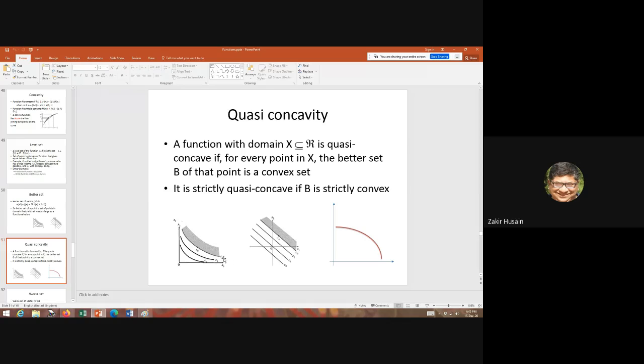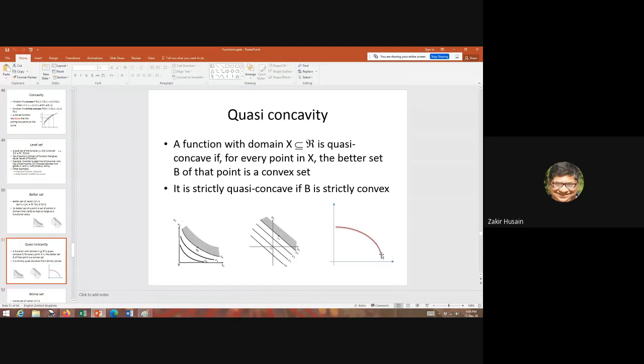So in this case, if I take C2, what is the better set? The better set is the shaded area. If you take any two points over here, it will be convex. These parts are also green, so this is also a point on the better set. If I take a point over here and a point over here and connect them, the line will lie within the better set. So this is a convex set. This is, in fact, a strictly convex set. This is a weakly convex set. Since the better set is convex, we say the function is quasi-concave.